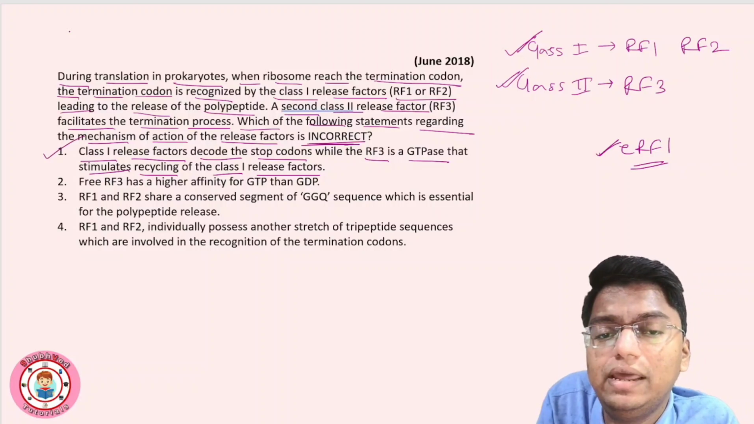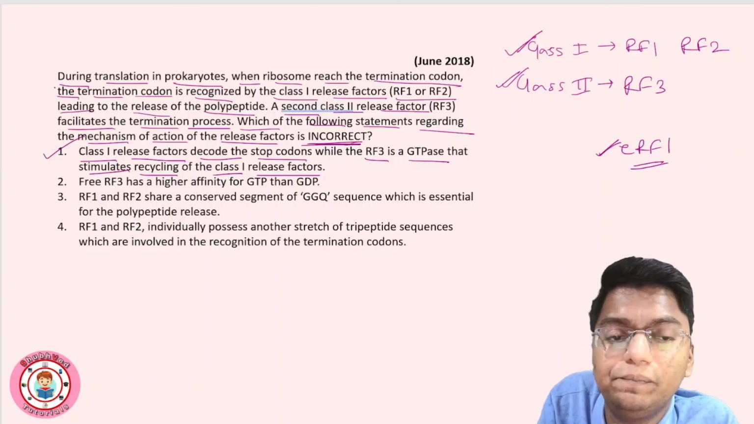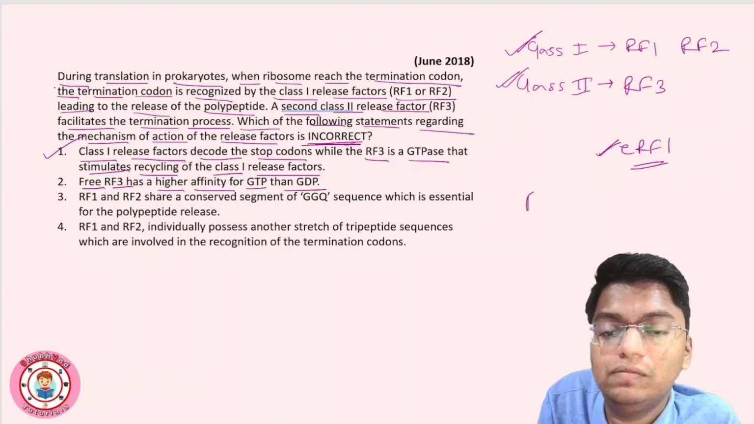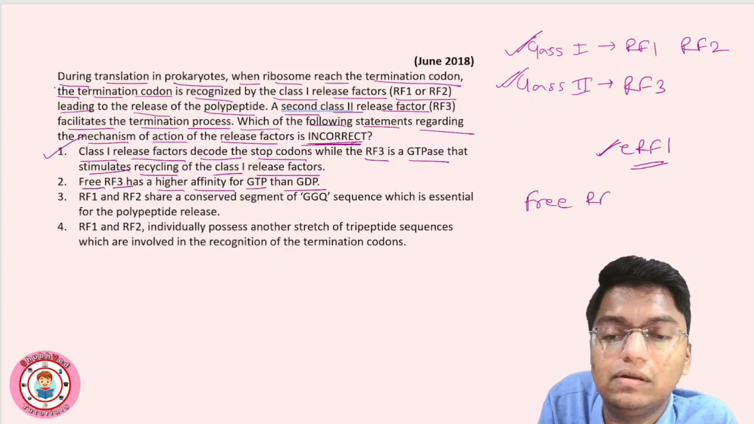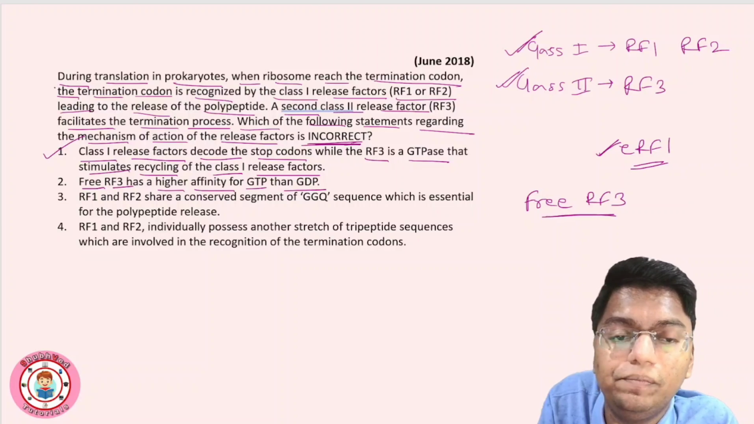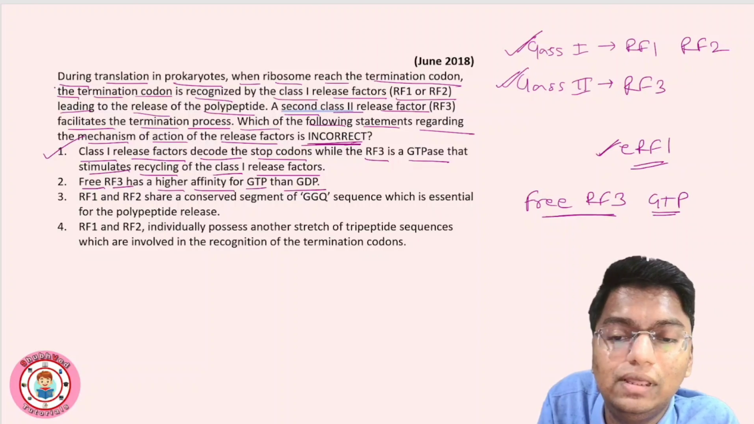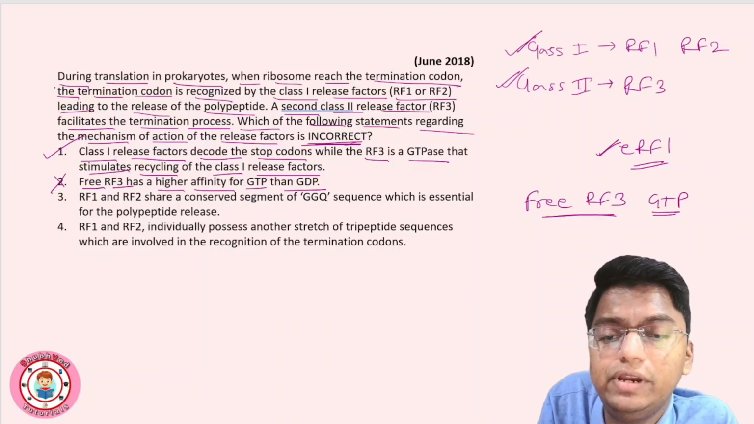Okay, we have to find the incorrect one, right? Pre RF3 has higher affinity for GTP than GDP. No, this is wrong, wrong statement. This is the wrong statement. It has higher affinity for GDP, because this is bound to RF3, it is bound with GTP.